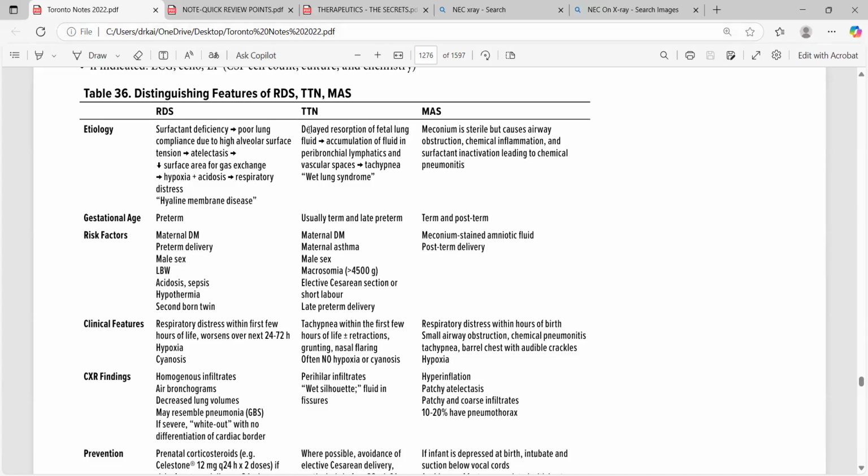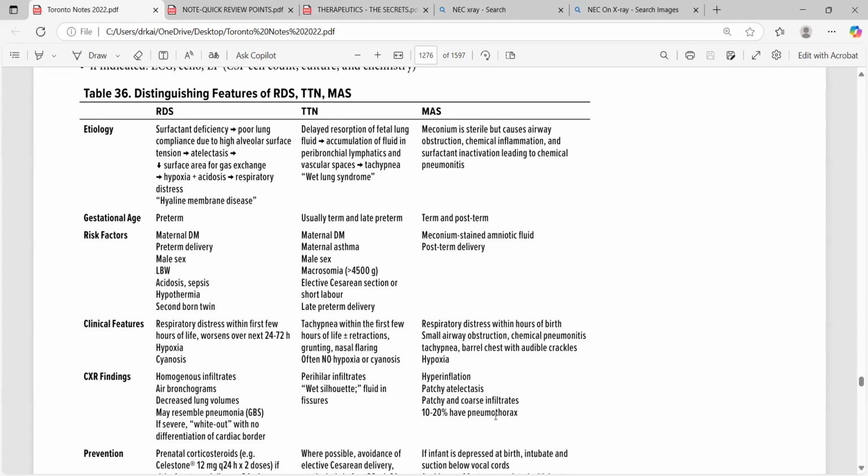Okay. Then TTN is basically perihilar infiltrates, with fluid in the fissure. So there is fluid, so you can think pleural effusion could be there. Then meconium aspiration is mainly in the post-term baby. So think of the babies who are big, from diabetic mothers. These are the very catchy words that can help you figure out what's going on. So in this one there is hyperinflation, patchy atelectasis, patchy and coarse infiltrates, and 10 to 20% pneumothorax.